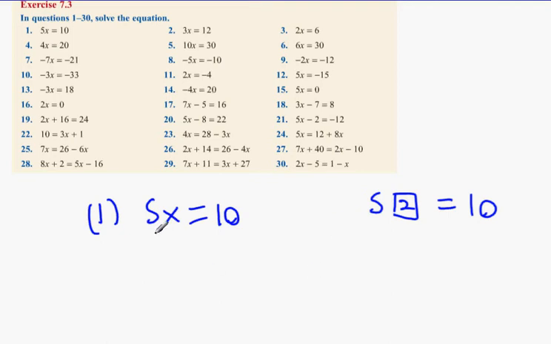If I want to bring the 5 over to the other side, if 5 is multiplication on the left, it becomes division on the right. X equals 10 divided by 5, x equals 2. That's how you do them. Multiplication on the left becomes division on the right. I'll show you another one.